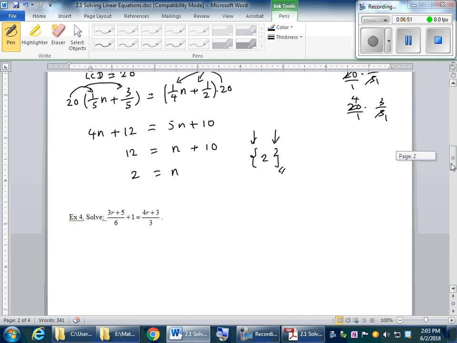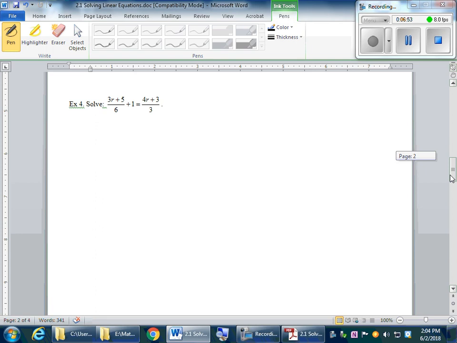Next example, example 4. This example is very similar to the previous one, but it's written in a slightly different format. But we still see fractions, so as usual, we're going to multiply by the LCD of all the fractions to clear the fractions. So in this case, the LCD of 6 and 3 is 6. So you multiply the left-hand side by 6.